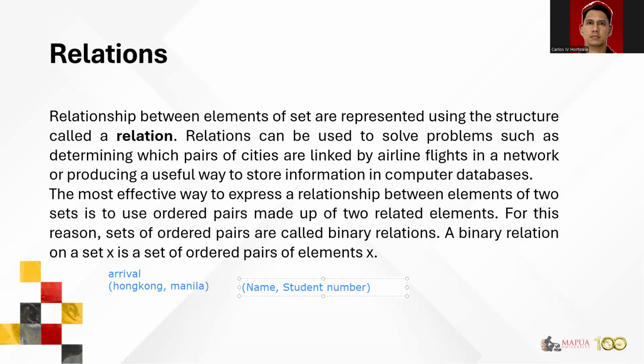So this is what you call a binary relation. We're trying to relate two different elements and join them together. These two elements may sometimes come from two different sets, like in this case, name. It comes from a set of alphabet or letters. And then you have a student number, which usually comes from a set of numbers. So your name is actually joined together with a number. This is referred to as a relation. So that structure that allows you to join them together is now referred to as a relation.